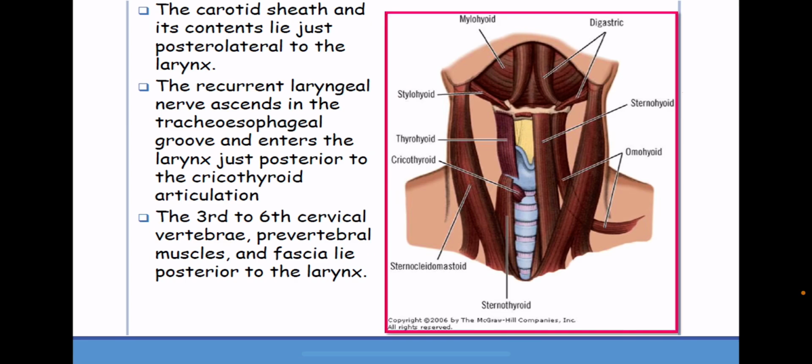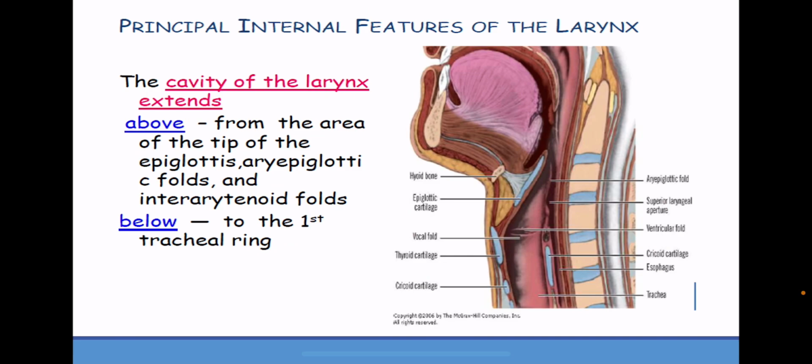The recurrent laryngeal nerve ascends in the tracheoesophageal groove and enters the larynx just posterior to the cricothyroid articulation. The third to sixth cervical vertebrae, prevertebral muscle, and fascia lie posterior to the larynx.